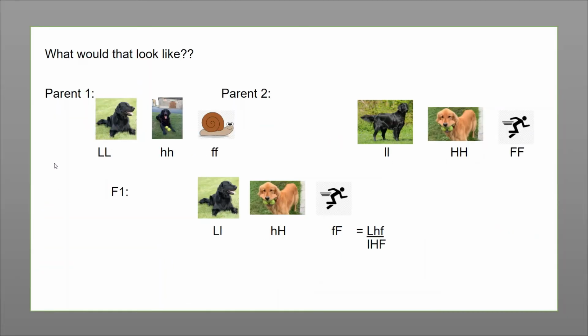So we're going to have parent 1 with long fur, a medium affinity, and is slow, and parent 2 that is short-furred, a high affinity, and is very fast. And their genotype is listed below. Now the heterozygous individuals in the F1 generation are going to look like this, and are going to be heterozygous for each trait, with parent 1's genes that were passed down on top, and parent 2's alleles that are passed down on the bottom.